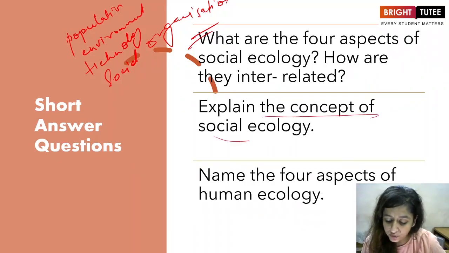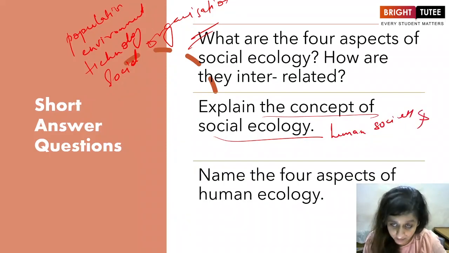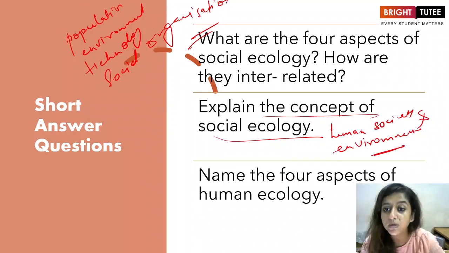Explain the concept of social ecology. We have talked about it very recently. It is when there are relationships seen, or the interrelationship, between the human society and the environment, and you see how they are seen in relation to each other. That is what is known as social ecology.